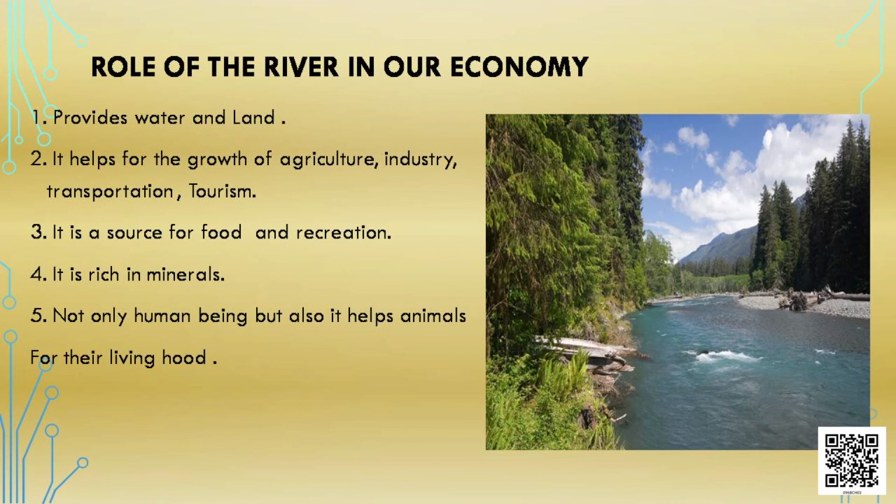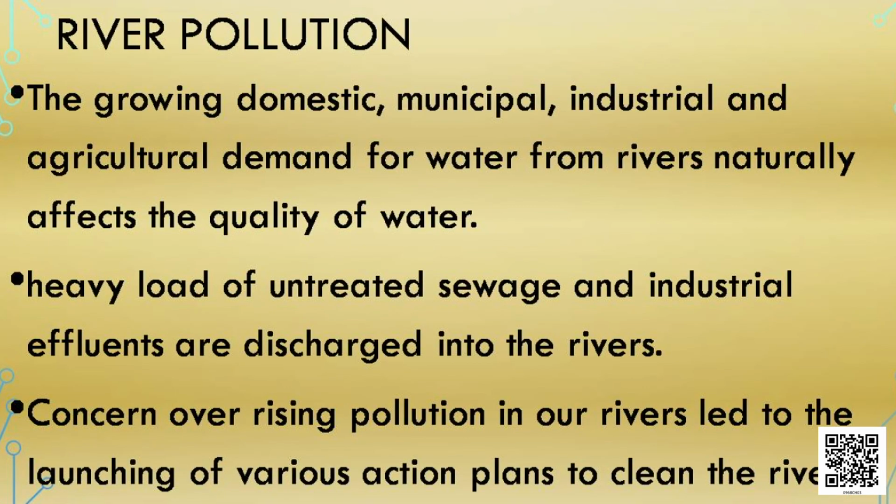Coming to river pollution. What are the causes of river pollution? You know children, due to the heavy demand of agricultural production, urbanization and industrialization, the river water is getting polluted. A lot of water is being extracted from the river for various purposes. At the same time, the industrial effluents and sewage are being discharged into the river water, by which they are creating a lot of river pollution.